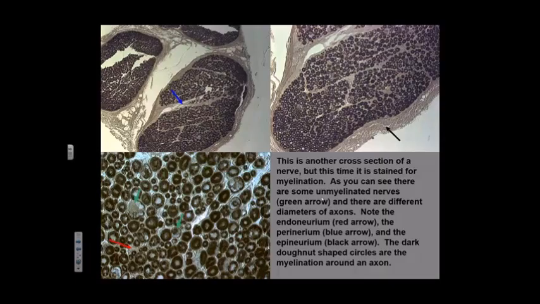Why does the node of Ranvier look thicker than the rest? Because the axon is one membrane thick. The nodes of Ranvier are not thicker. Let's look at it here.